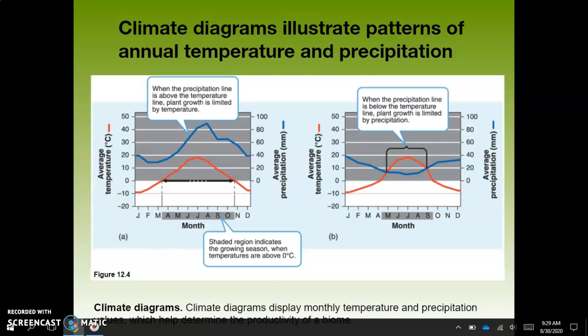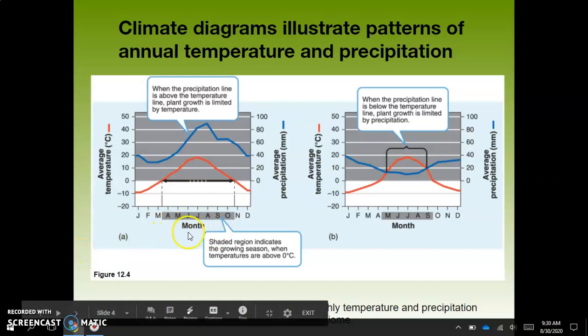We have to know how to read these climate diagrams because they illustrate patterns of temperature and precipitation. Once you know the distinctions between the terrestrial biomes, you should be able to look at a diagram, notice the patterns, and then based on these climate diagrams, tell me which terrestrial biome it corresponds with. If we take a look at the x-axis on these climate diagrams, we have the months of the year, okay?